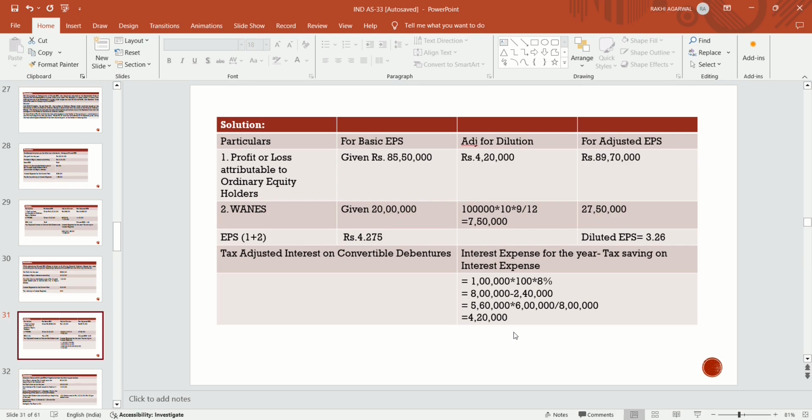85,50,000 plus 4,20,000 becomes 89,70,000, and 20 lakhs plus 7 lakh 50,000 becomes 27 lakh 50,000. 89 lakh 70,000 divided by 27 lakh 50,000 gives the diluted EPS amounting to rupees 3.26.